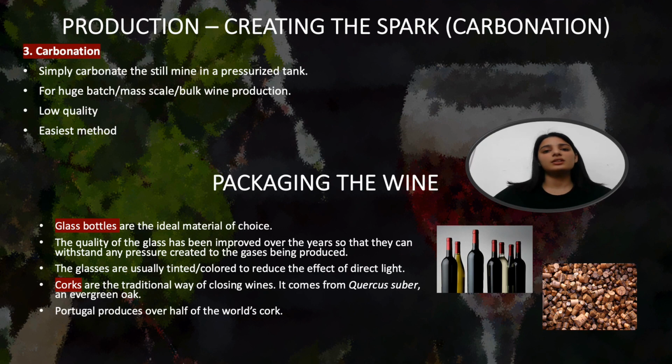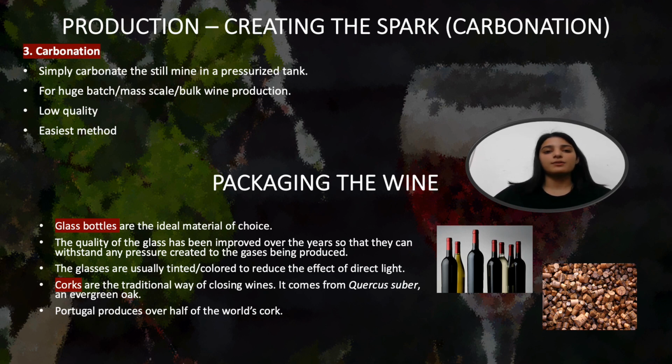The third method is the easiest method, and it is called the carbonation method, in which simply the ready-made carbon dioxide is mixed with the wine inside the pressurized tank. This helps in the mass production of the sparkling red wine. Even though this method is the easiest, it gives the low quality sparkling wine.